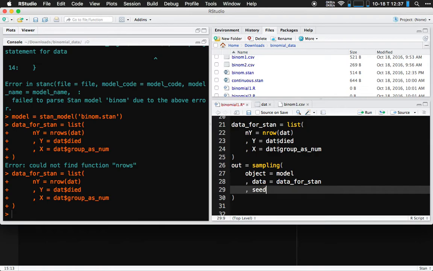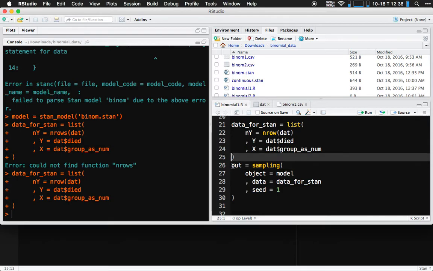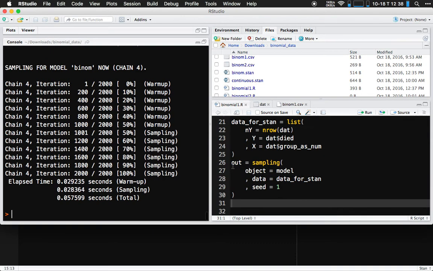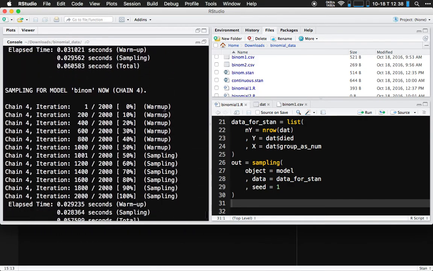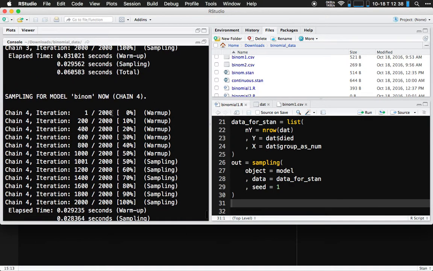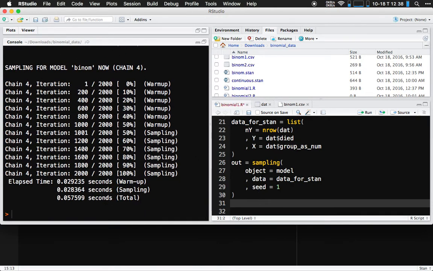And I'll say seed equals 1 for being able to replicate this down the line if I ever come back to this project and want to run it again. So I should be able to run that. It will run super quickly. This is a super fast model. It's done 4 chains by default, 2,000 iterations on each chain. So let's take a look at the output.